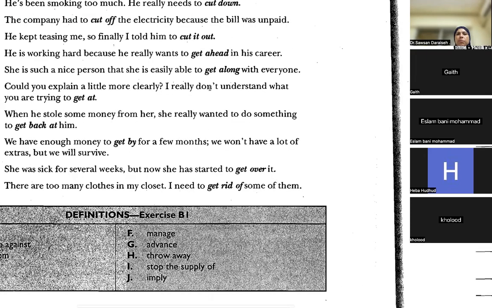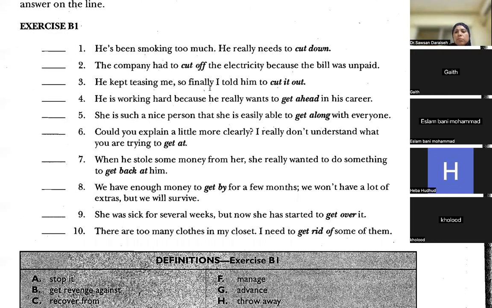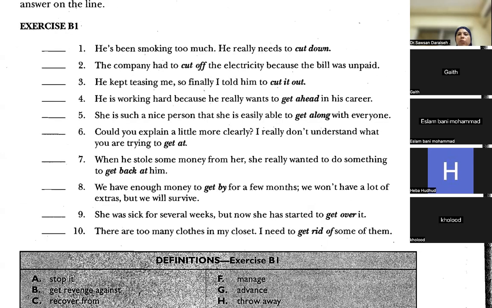Okay, the company had to cut off the electricity because the bill was unpaid. Cut off, stopped, I think. What do you think, guys? Cut off means stop? Yes. Do you think it's stop it or stop the supply of?